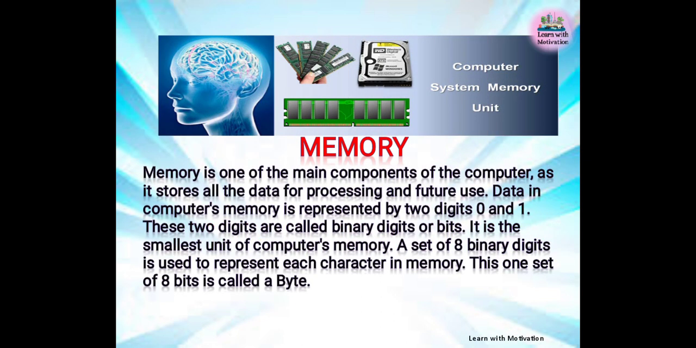First of all, you should understand what memory is. Whatever you learn, that is called your memory. Memory is one of the main components of a computer as it stores all the data for processing and for future use. Data in a computer is represented by two digits, 0 and 1. These two digits are called binary digits or bits. This is the smallest computer memory. A set of 8 binary digits is called a byte.